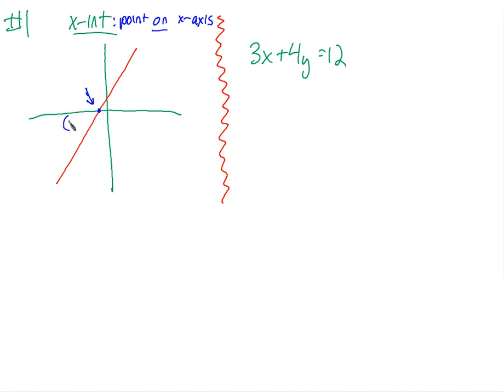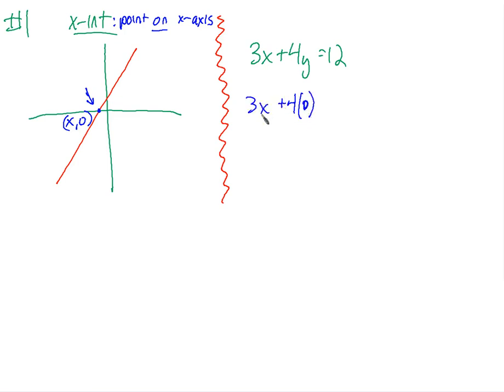So we don't know what the x is really, but we do know if it's on the x-axis, it has a y of 0, right? This y part of the coordinate for any point is a measurement from the x-axis, and this is 0 away from the x-axis. It's on the x-axis. Okay, so if y is 0 for an x-intercept, then we can just come over here to the equation and say, okay, so y is going to be 0.